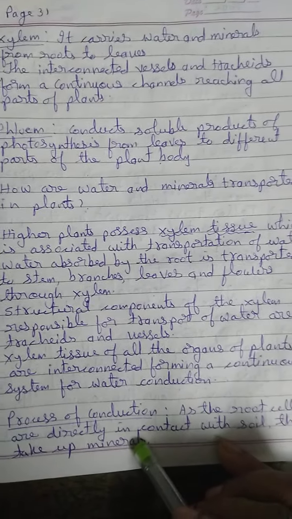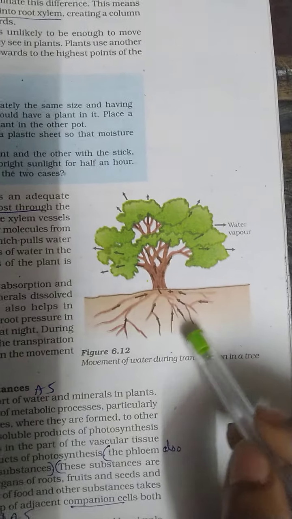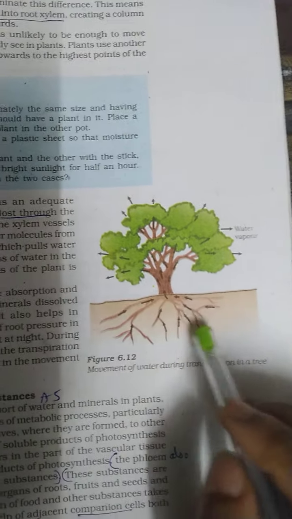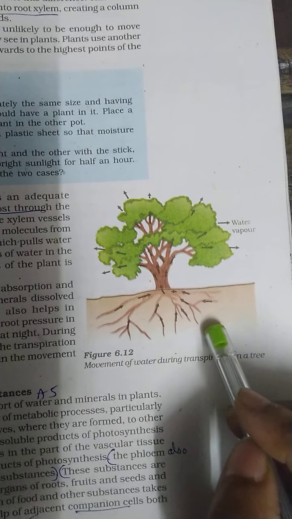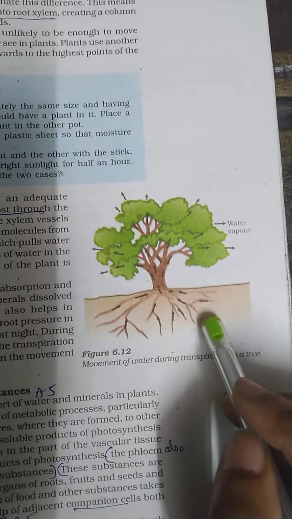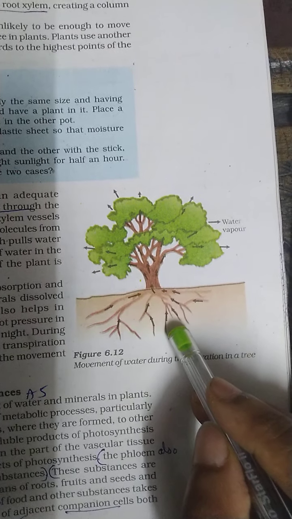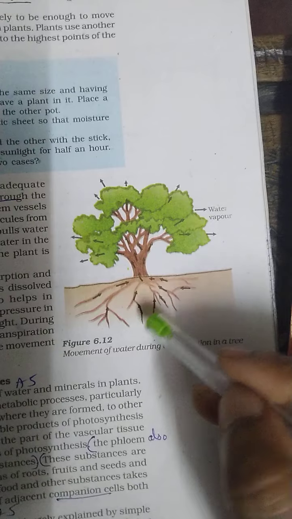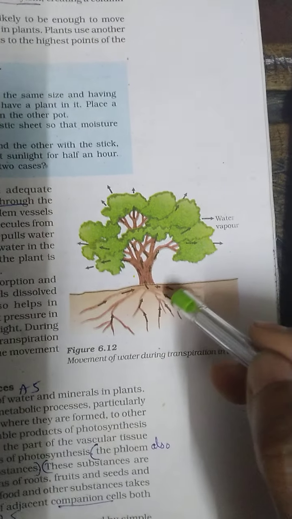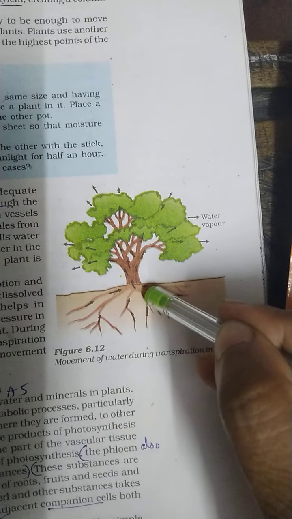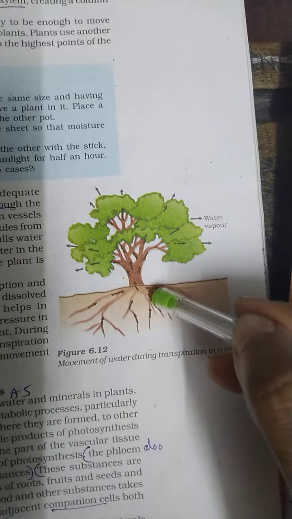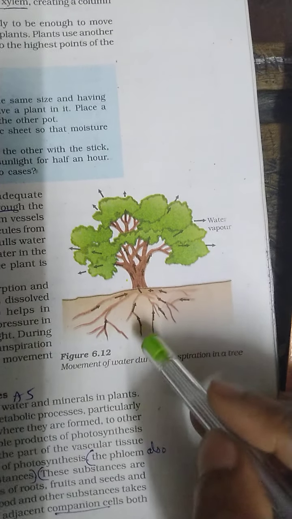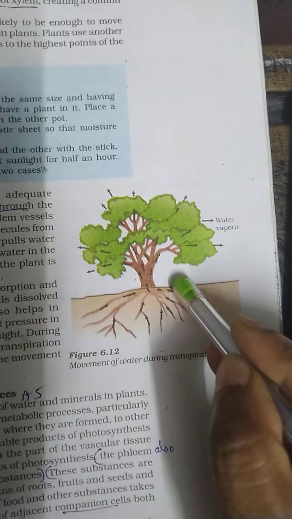The process of conduction. In the process of conduction, see this diagram. First of all, the root is in touch with the soil. Inside the soil the minerals are there, and the minerals get dissolved in the water. The minerals in ionic form, the ions, are absorbed by the root hairs. As the ions go from the soil into the root hair, the concentration of the ions increases inside the root hair. Wherever the concentration of solute is more, the water rushes into that area by osmosis.